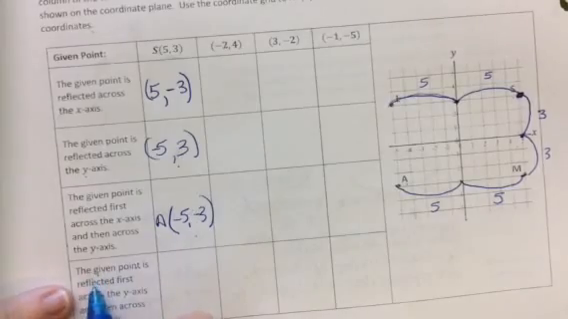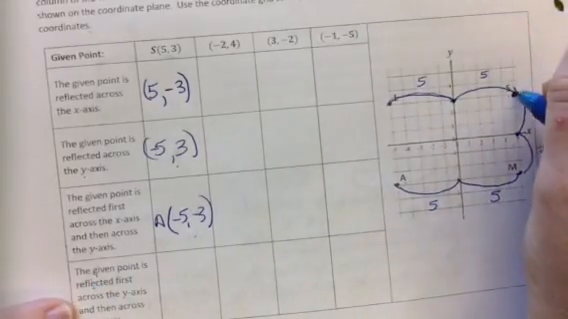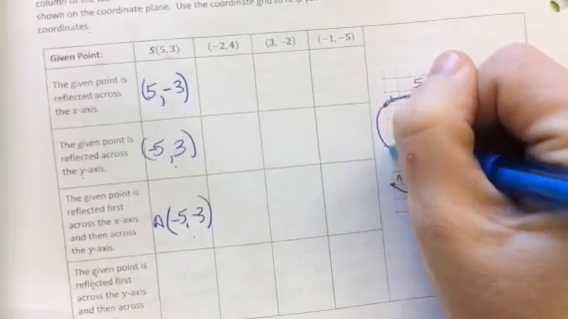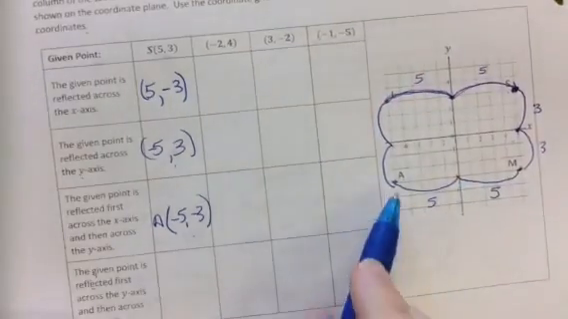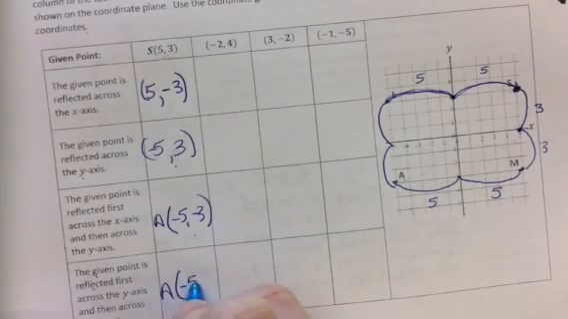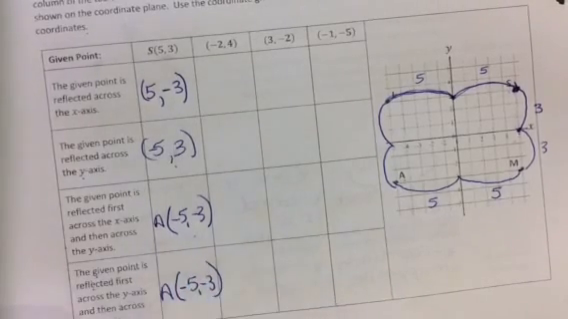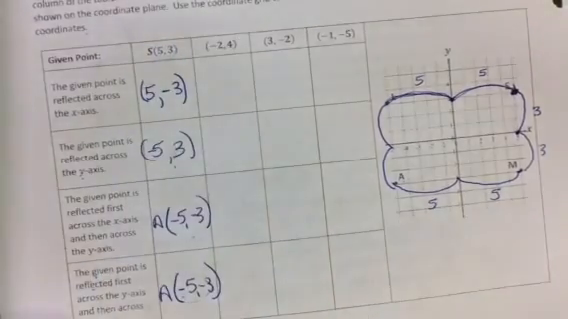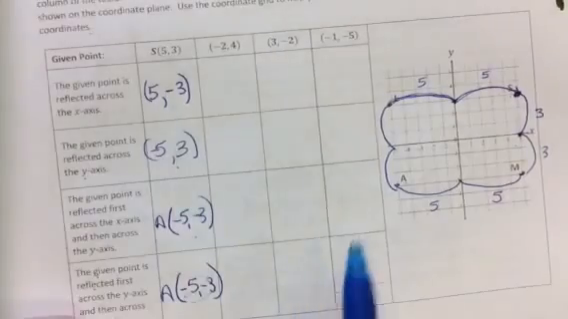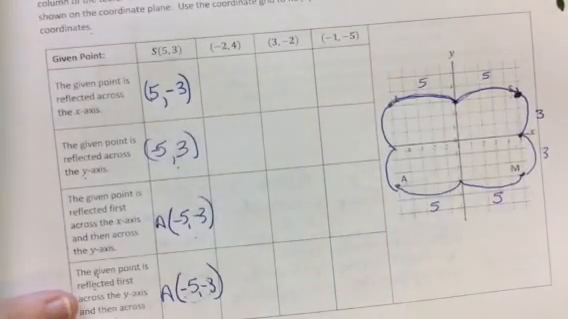So let's try that again. The given point, S, is reflected across the y-axis first, then across the x-axis. We're back to A again. So no matter which way you go, you're going to end up at point A. Again, two reflections mean both coordinates change to their opposite. So that should help you with these columns when you do this. Good luck!